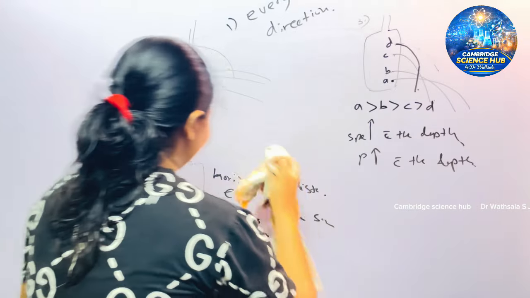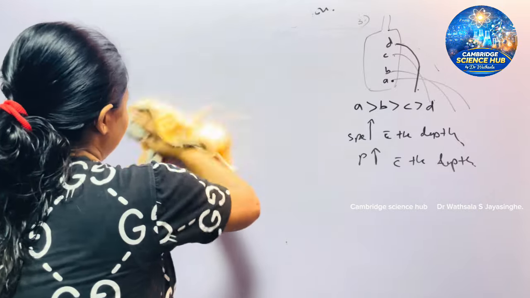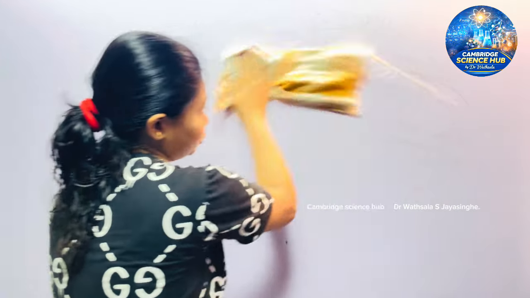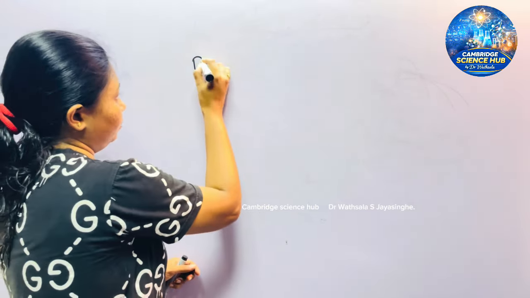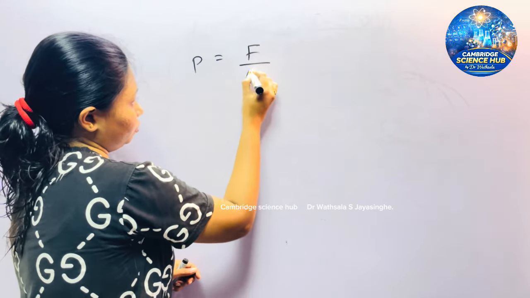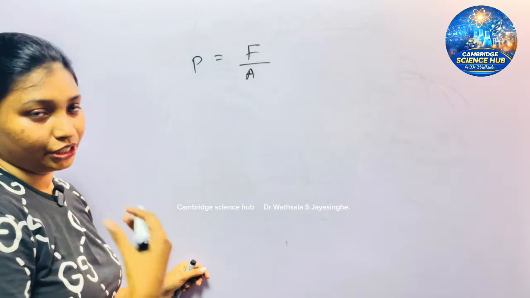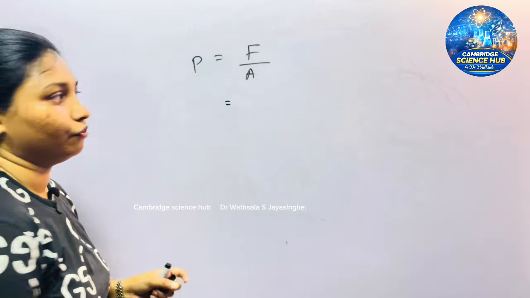Now let's learn about the units of how to measure this, and with which formula we are going to measure this. We already know P equals F over A. So even though it is a gas or a liquid, the pressure definition is the same. So here force, we can write force is what?